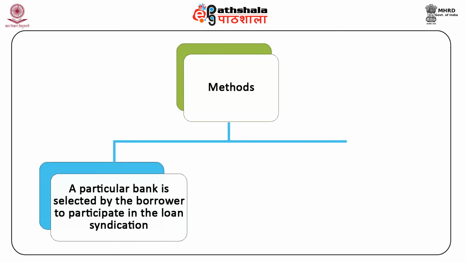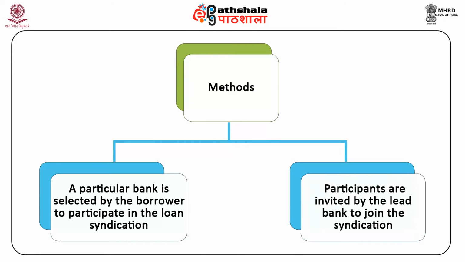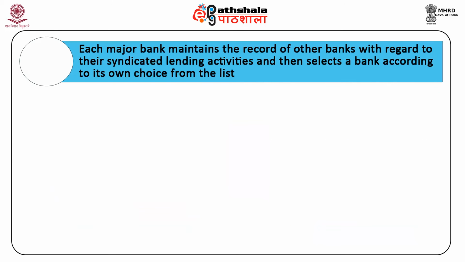A particular bank is selected by the borrower to participate in the loan syndication. This method is used if the borrower desires to create a relationship with that bank. 2. Participants are invited by the lead bank to join the syndication. Each major bank maintains a record of other banks with regard to their syndicated lending activities and then selects a bank according to its own choice from the list.